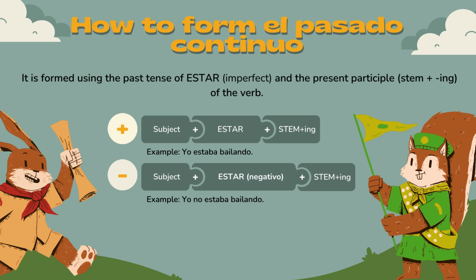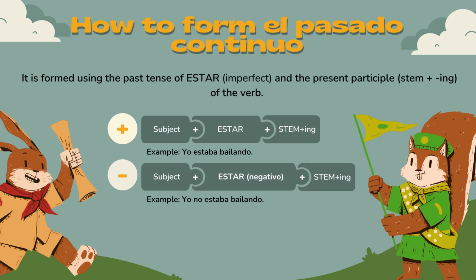We want to add a subject. Then we're going to have estar in that imperfect tense. And then, of course, our verb, which is our stem, with our ing or our present participle ending. And the example reads, Yo estaba bailando. This shows that you were doing something.